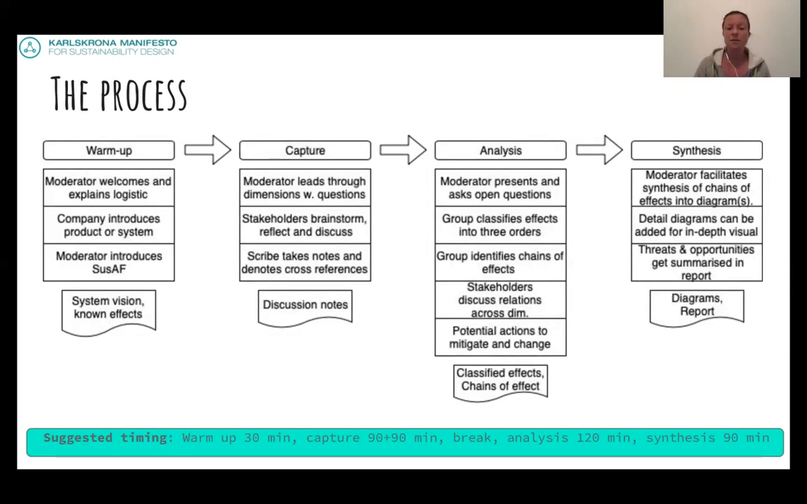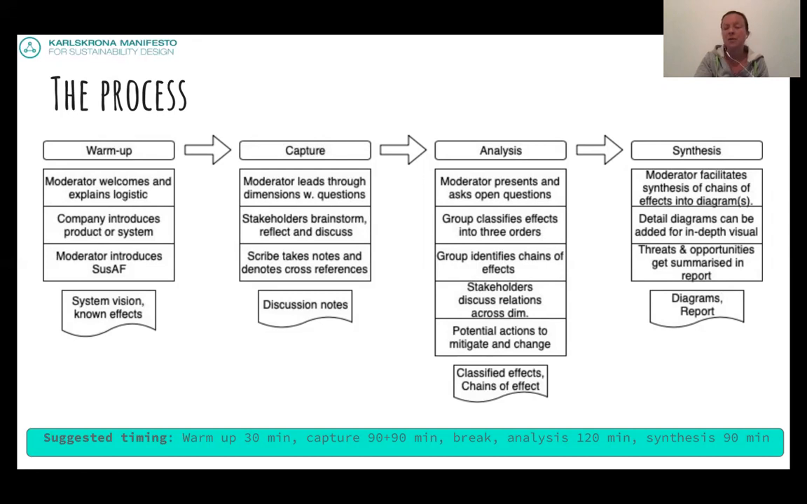So for the process, we start with a warm-up where the moderator welcomes and explains logistics, and then the company would introduce their product or system, and then the moderator introduces the SUSAF framework, which is what I just did. And at the end of that phase, we would have a clear picture of the system vision that the company that has the workshop running with them has in mind and the known effects of this.